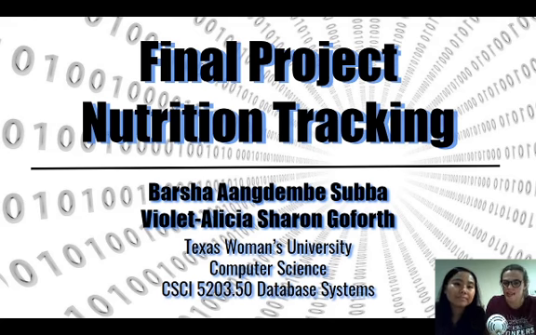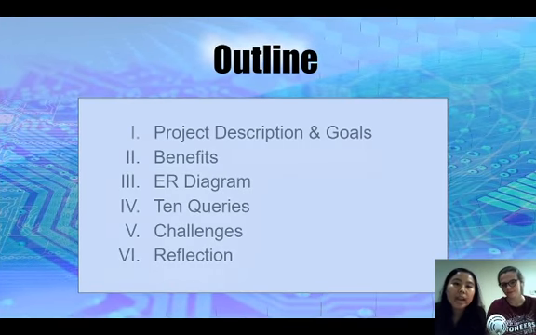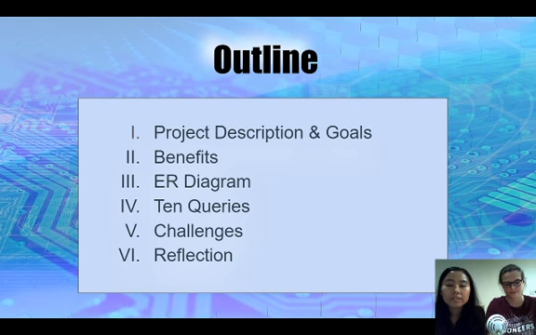For our database systems course, we were tasked with designing and implementing a nutrition tracking database. In this presentation, we have 6 main sections, beginning with our project description, goals, and benefits. We will then take a look at our ER diagram and review our 10 queries that we ran. Afterwards, we will discuss the challenges of this project, followed by a reflection of what we've learned in this course. Let's begin.